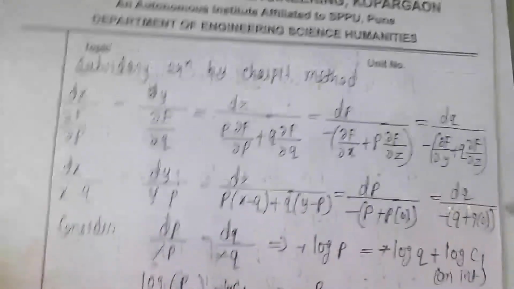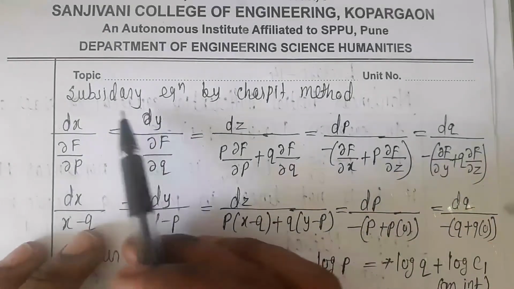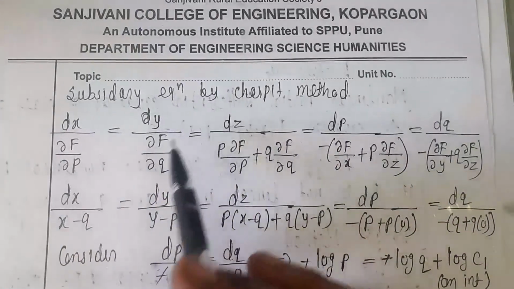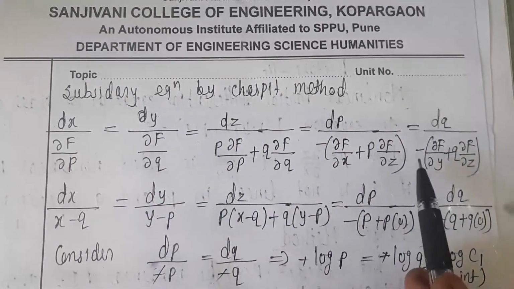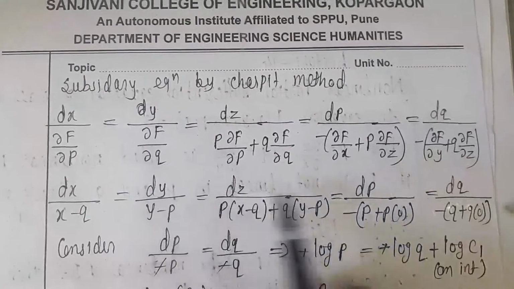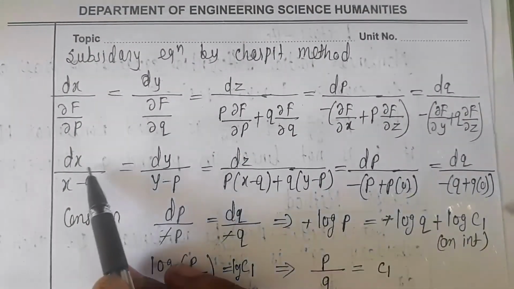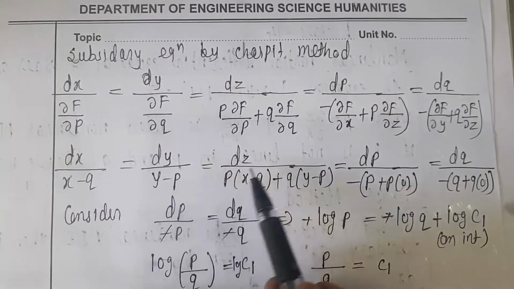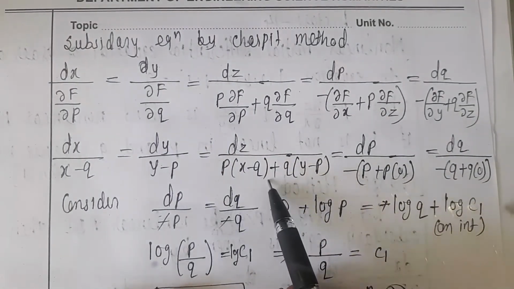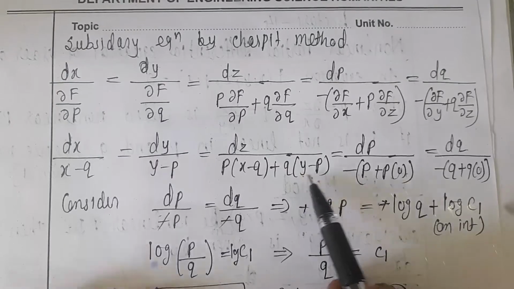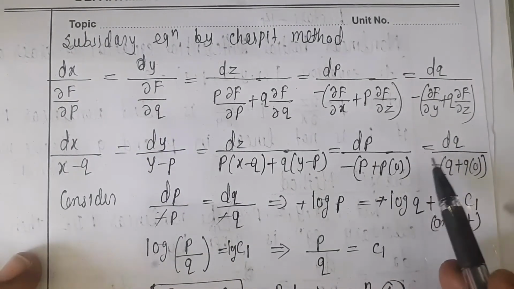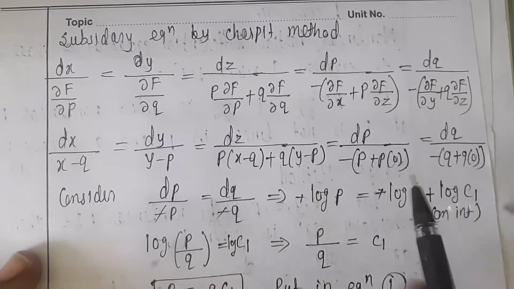Then the second step is to write down the subsidiary equation. We write the subsidiary equation using the Charpit method, dx by ∂f/∂p. In all questions you have to write this first so that there will be no confusion. So dx upon x minus q is equal to dy upon y minus p is equal to dz upon p into x minus q plus q into y minus p, which is equal to dp by minus p plus p into 0, dq by minus of q plus q into 0.